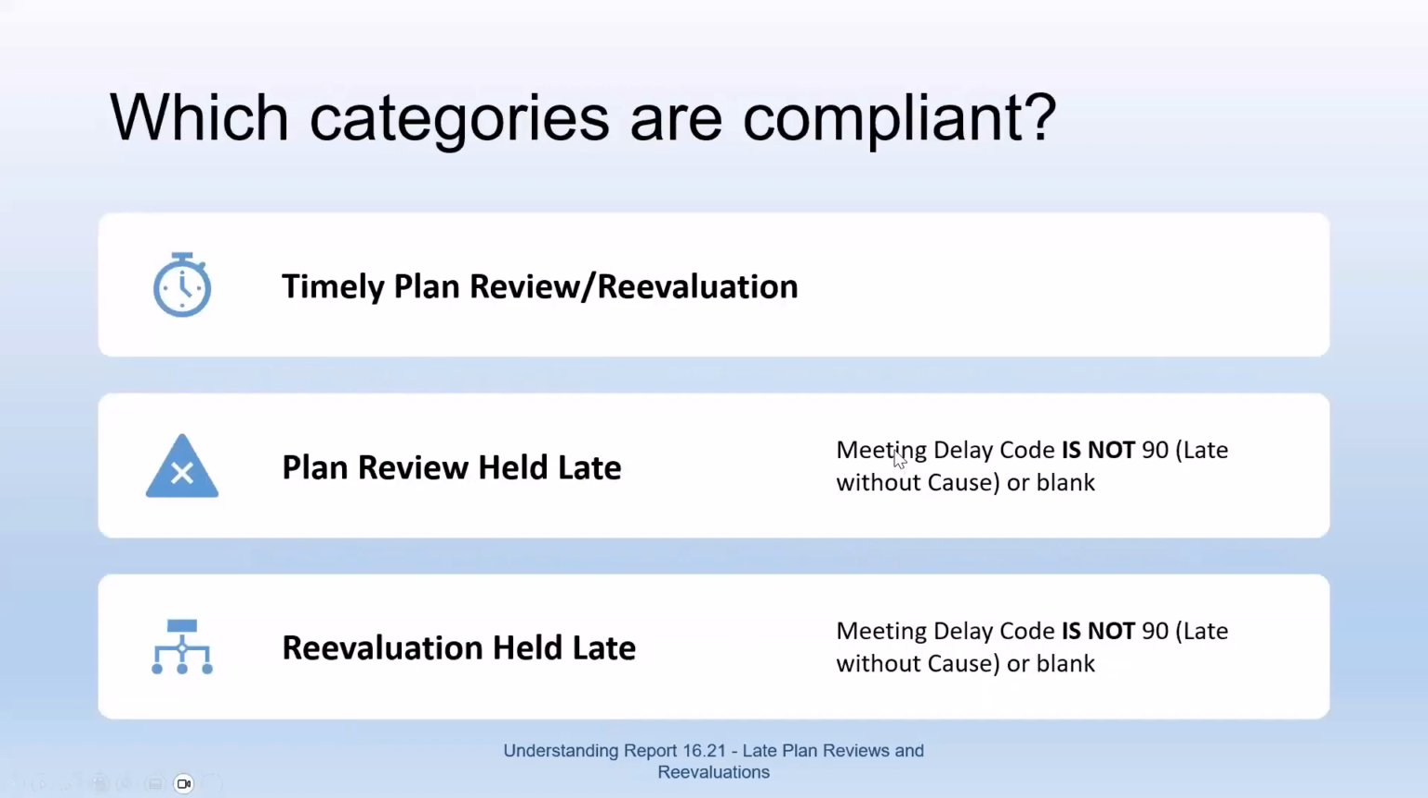All right, which categories are considered compliant? Timely plan review or reevaluation. Everything in there is considered compliant. Okay, then we've got late plan reviews and late reevaluations. So those meetings that were actually held, but they were held late. They are compliant if they were late for a justifiable reason. And how do we know that? Because the meeting delay code is not 90 and it's not blank for both of those things. All of these categories are considered compliant.